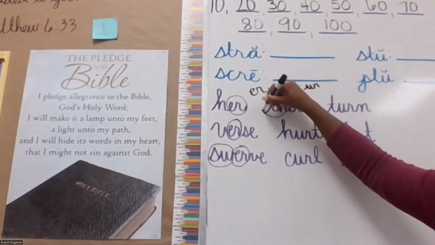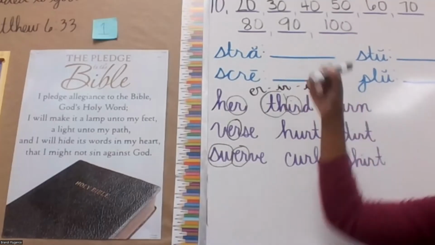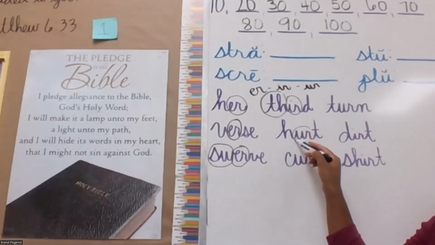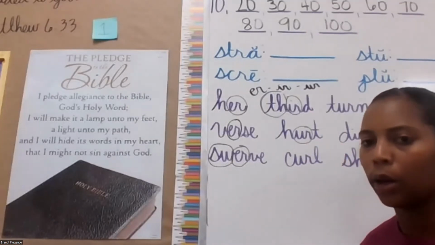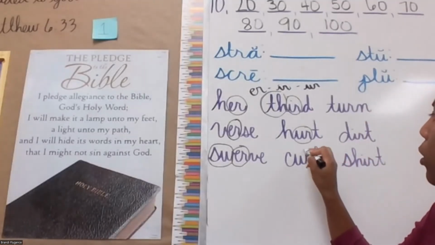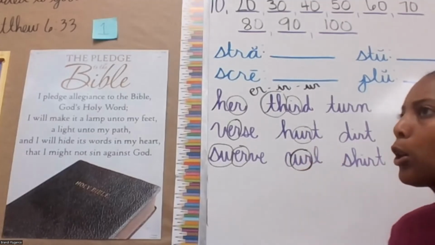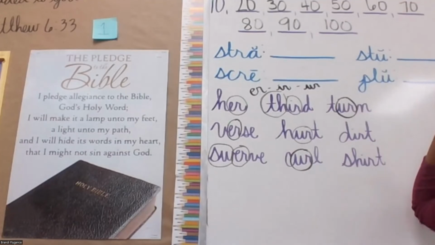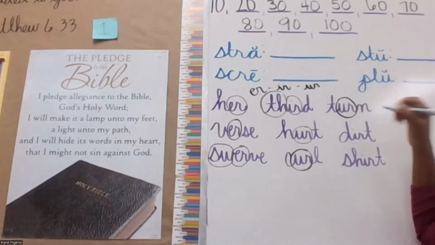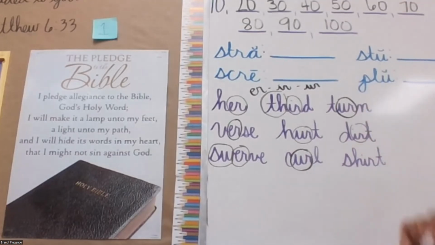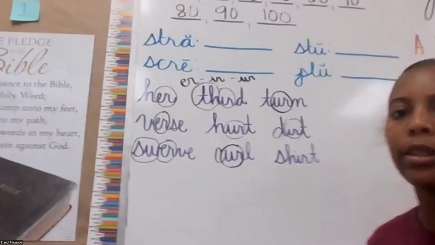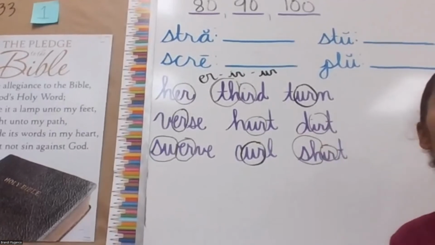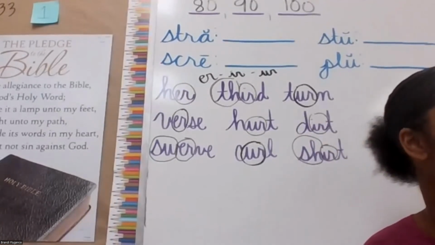Next, we have TH and IR. The word is heard. Next, UR. The word is hurt. Next, UR. The word is curl. Next, UR. Turd. Next one, IR. Dirt. And then our last one, SH and IR. The word is shirt.